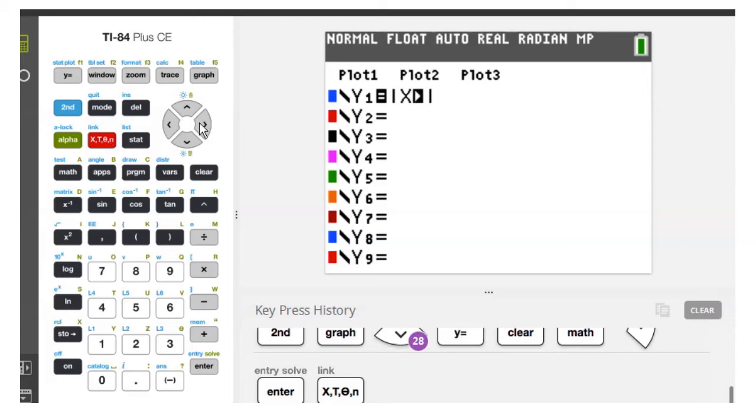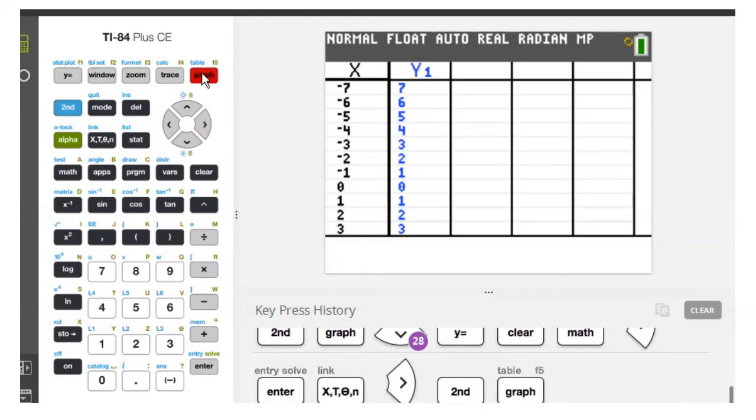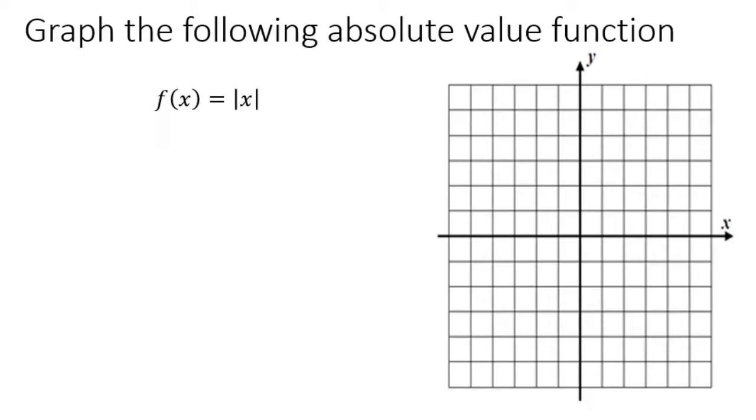Now, all I need to do to graph is to look at the table of values. So I'm going to hit second graph to give the table of values. My grid starts at -6 on the x-axis. So the values that I need are -6, 6, -5, 5, -4, 4, -3, 3, up to 6, 6. So I'm going to put these values in the table so I can graph them.